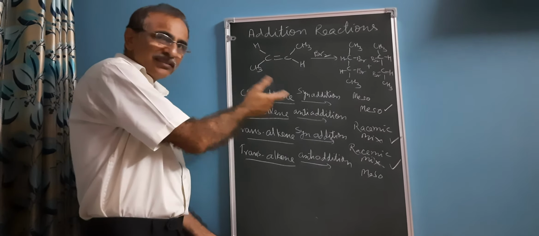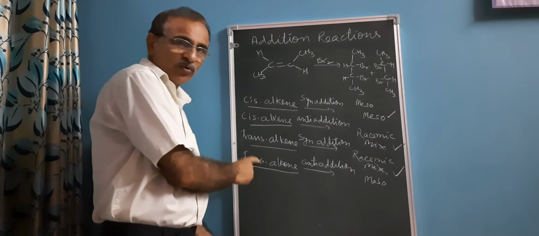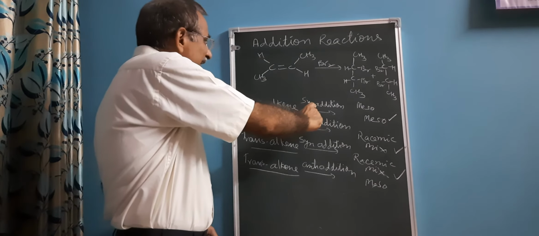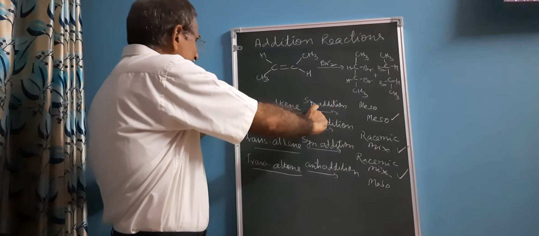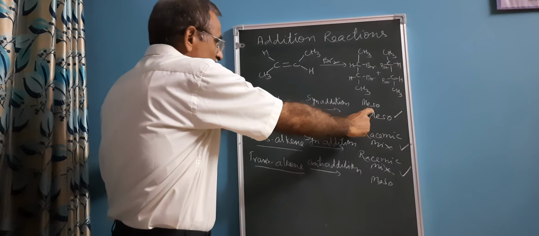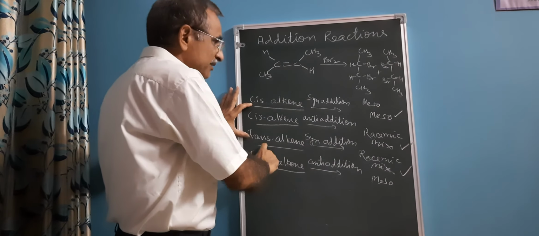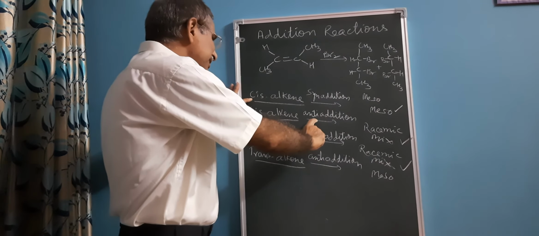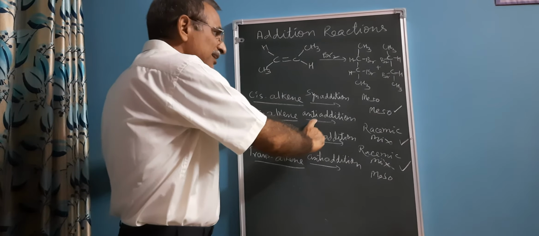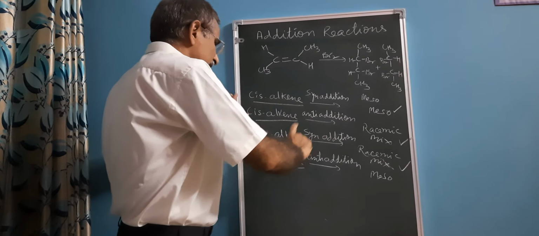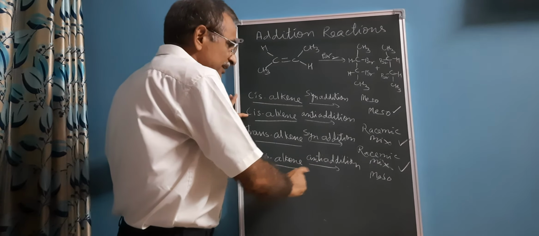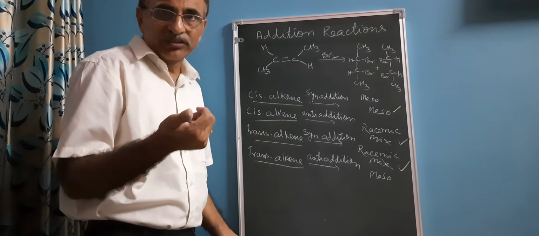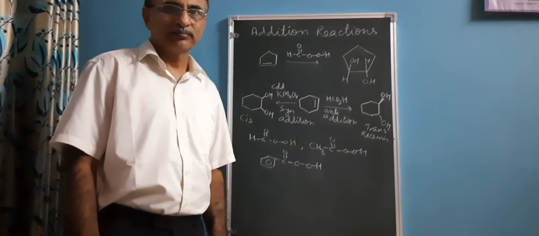Whenever you have a trans alkene and syn addition takes place, there is formation of a racemic mixture. There is equal chance of formation of equal amounts of D form and L form, which means a racemic mixture is formed. Again, if you have a trans alkene and anti-addition takes place, in that case again the meso form is formed. Now you can easily summarize from the 4 products that whenever there is syn addition, in case of cis, meso is formed; in case of trans, racemic mixture is formed. In case of anti-addition, in case of cis alkene, racemic mixture; in case of trans alkene, meso is formed. It means the products are reversed in both the cases.